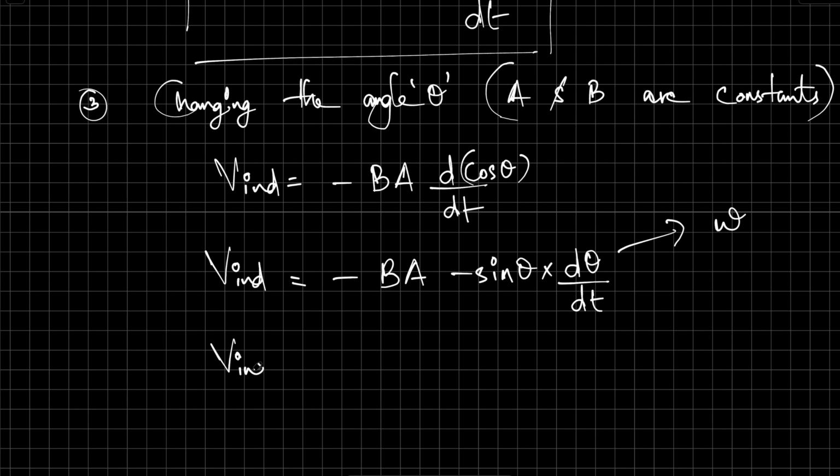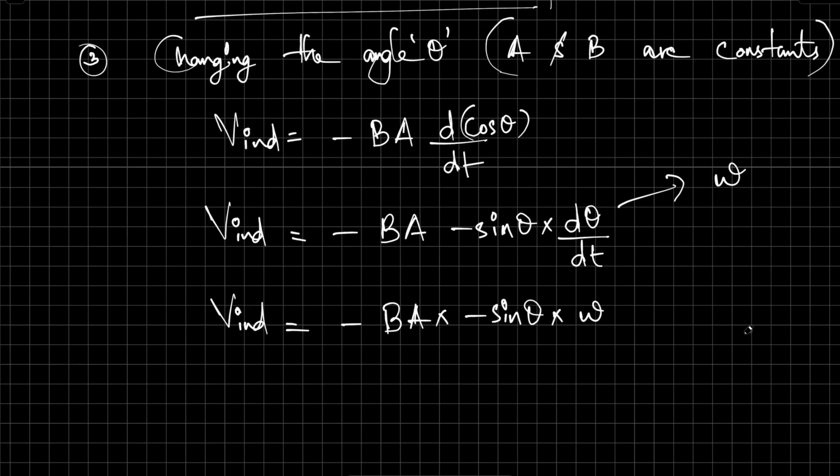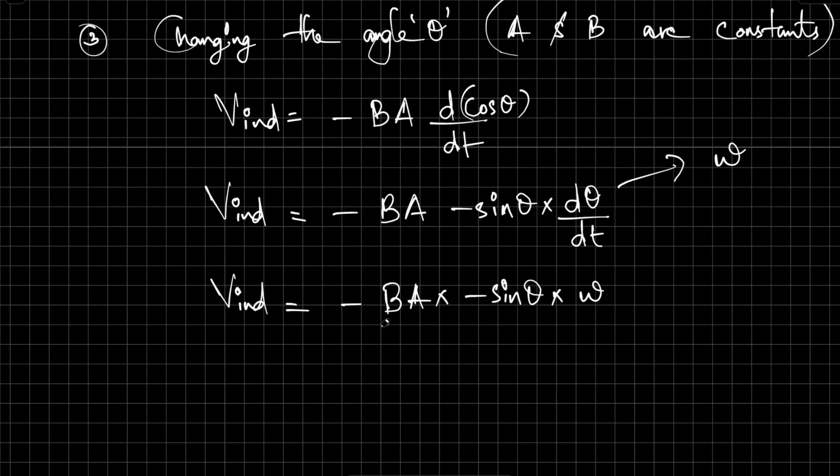V induced is equal to minus BA times minus sine theta times omega. Minus into minus is plus, so V induced is equal to omega BA sine theta.